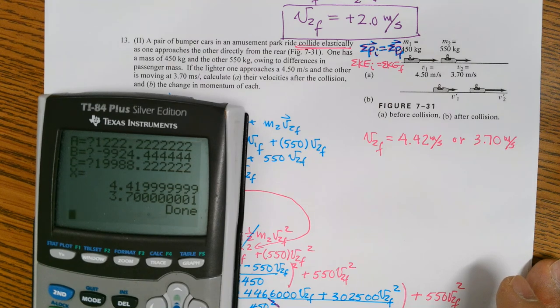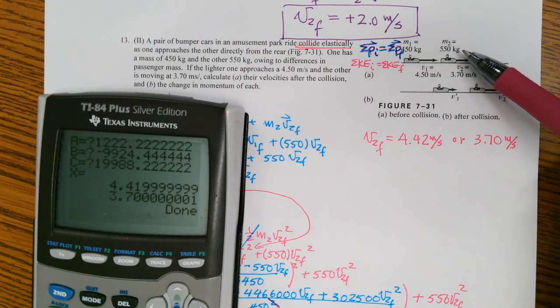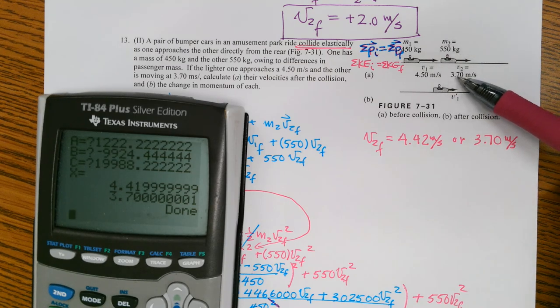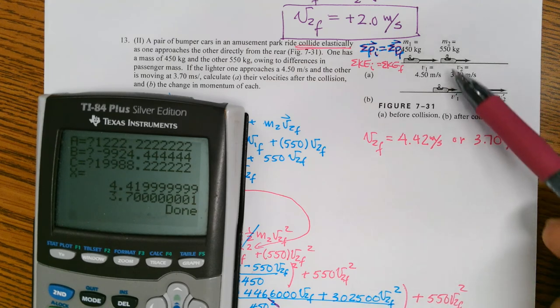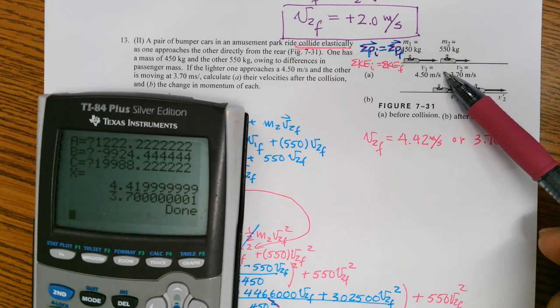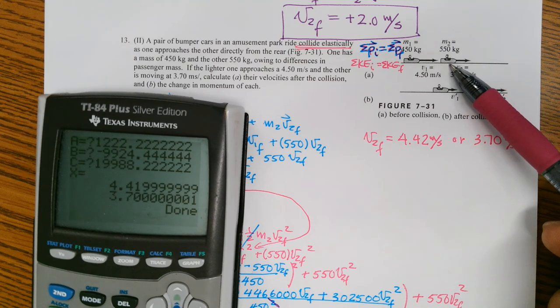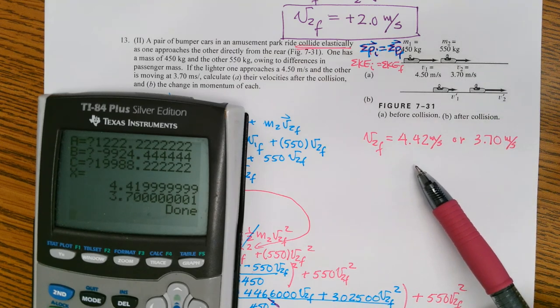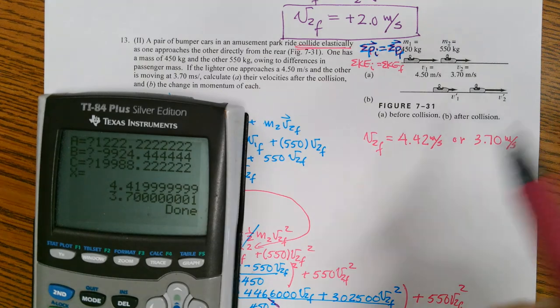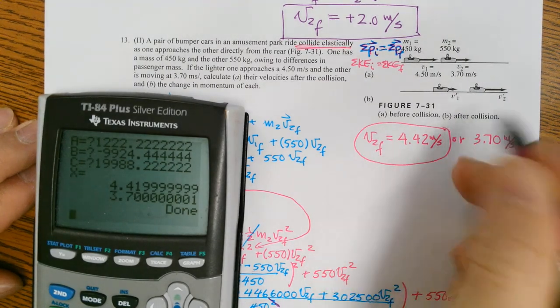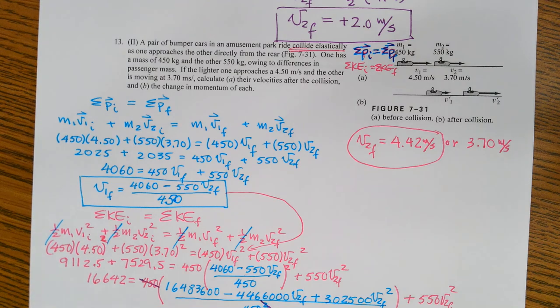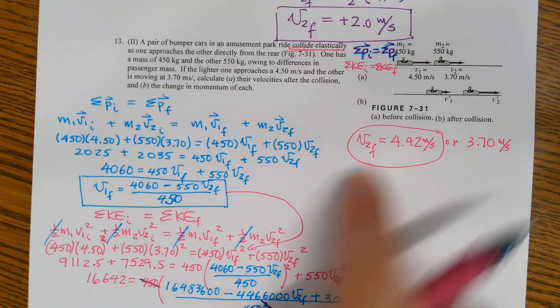Let's think about this logically. How fast was this moving before the collision? It was moving at 3.7 meters per second. What would happen if somebody crashes into this thing? Would it go slower? No, it has to go faster than 3.7, correct? Therefore, which one should I pick? It has to be 4.42. So this is the one that we have to choose for V2 final after the collision.